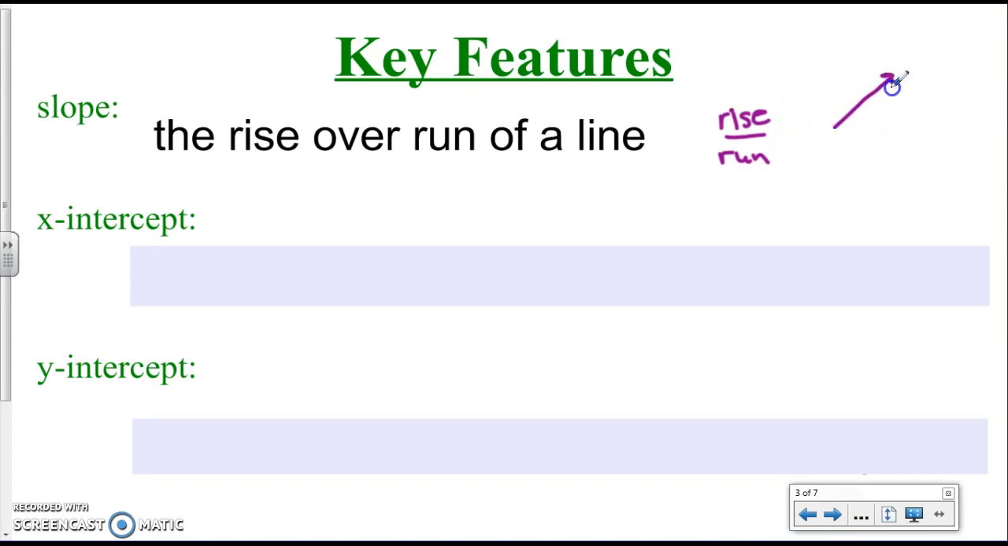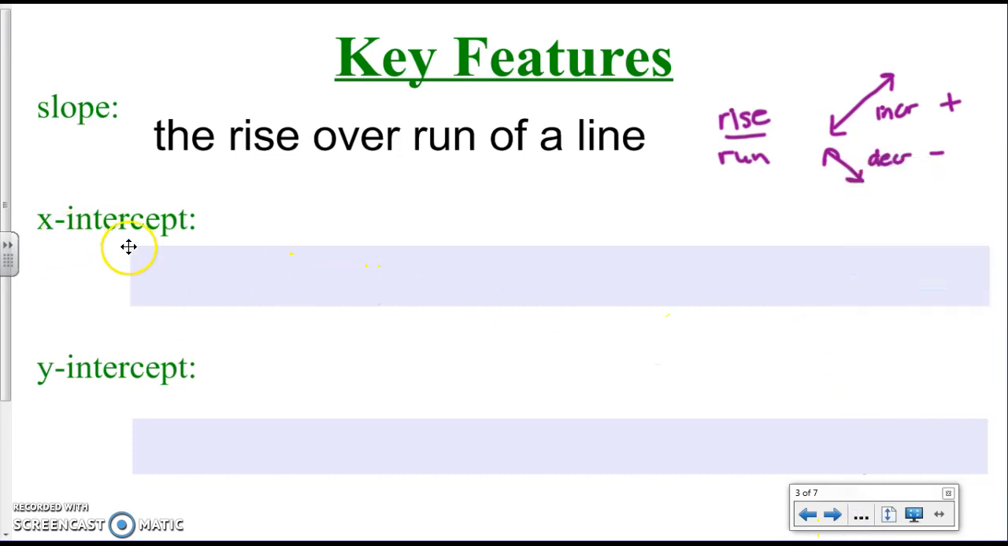If our line goes like this, it will be increasing, so it's a positive slope. And if your line goes like this, it will be decreasing, so it will be a negative slope. Okay, and we'll talk about that a little bit more as we go.